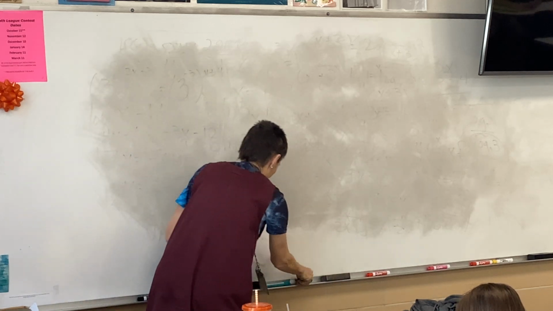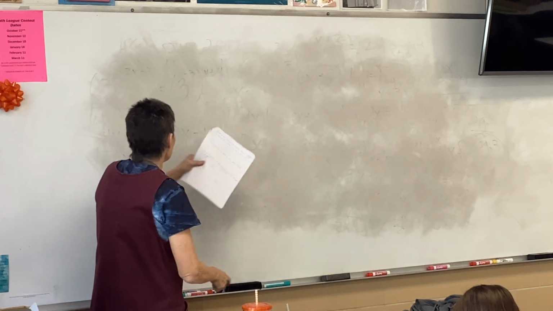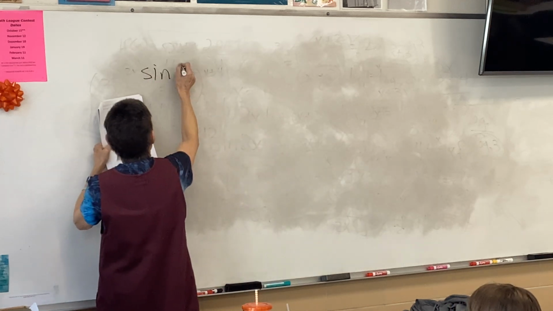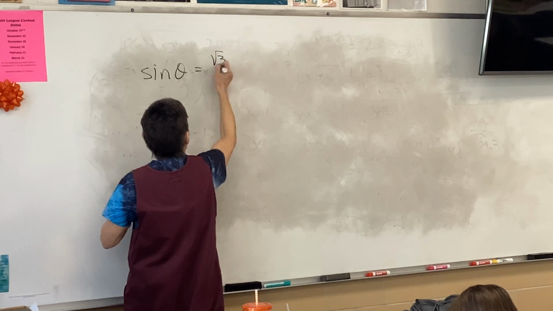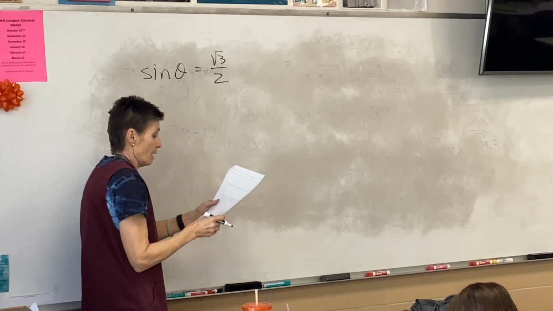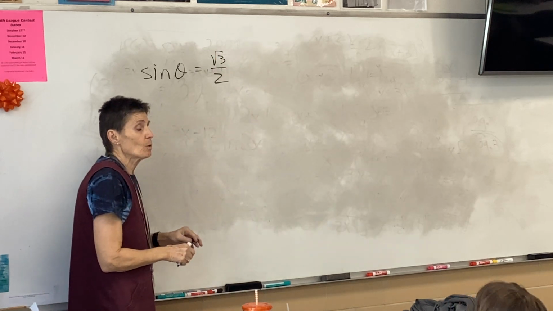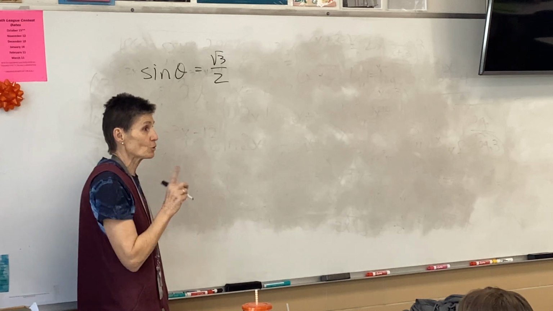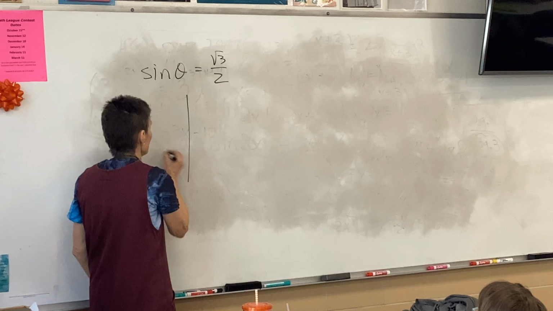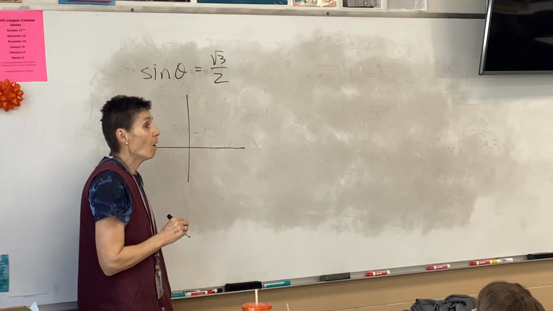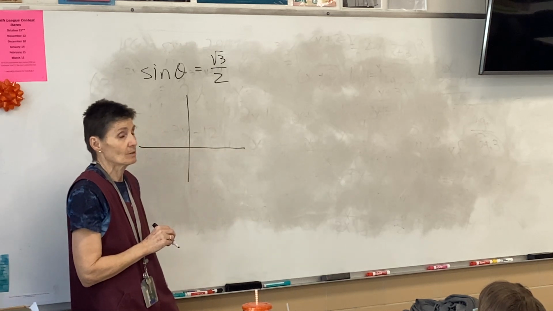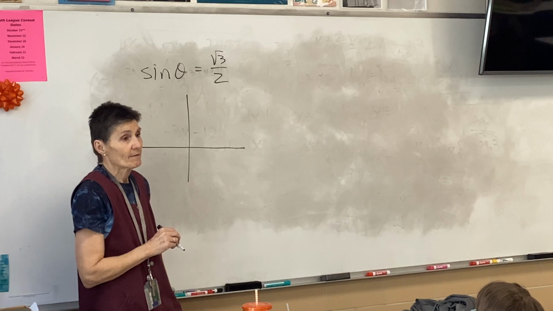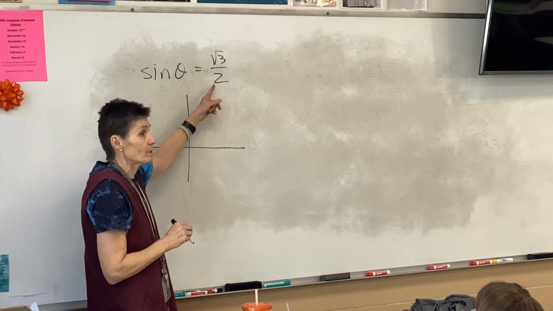All right, sine theta equals root 3/2. Now I'm gonna answer the question in degrees and radians both. So here I go. First of all, I have to figure out all of the angles that have a sine of root 3/2.